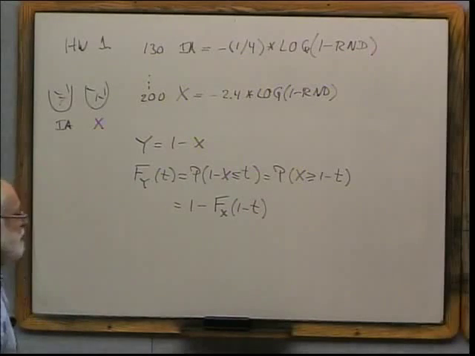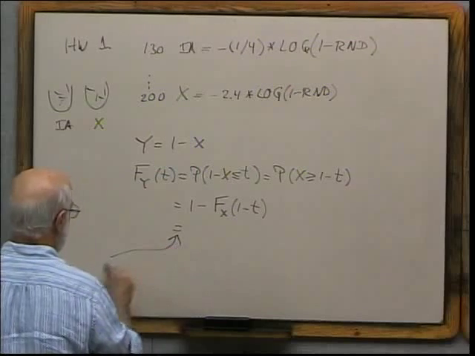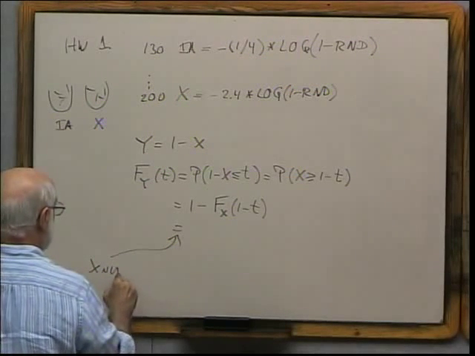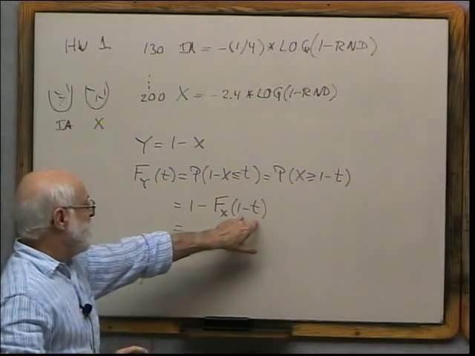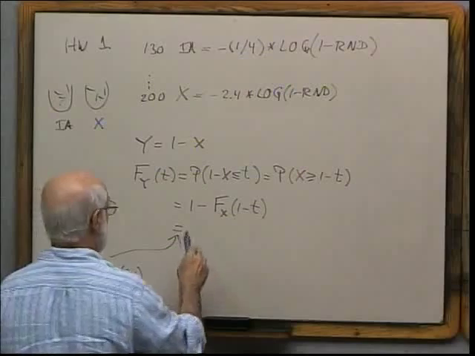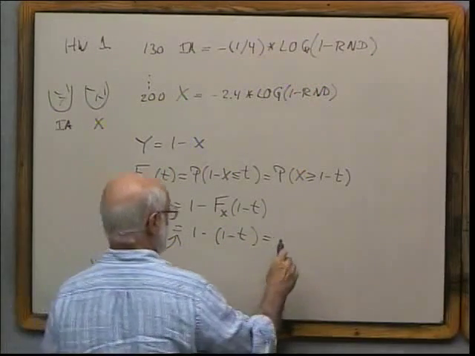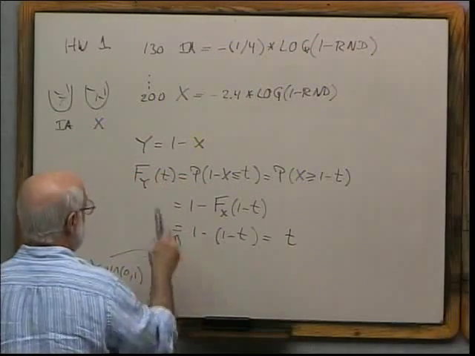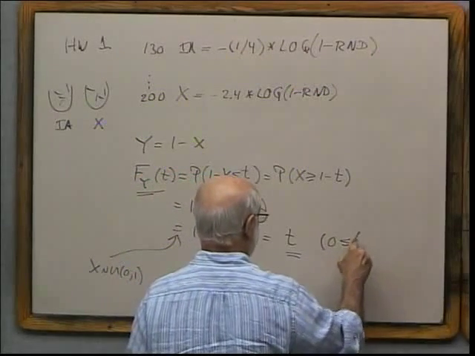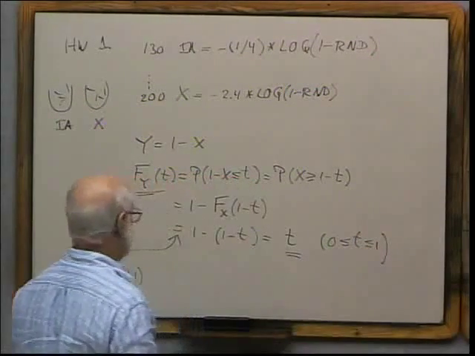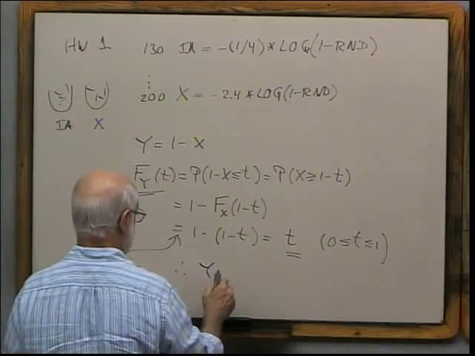Now, if x is uniform 0, 1, then the distribution function at any argument is the same as that argument. So therefore, this would be equal to 1 minus (1 minus t), which is the same as t, which means that the distribution function of y is equal to t, assuming that t lies between 0 and 1, of course. So therefore, that means that y is uniform 0, 1.